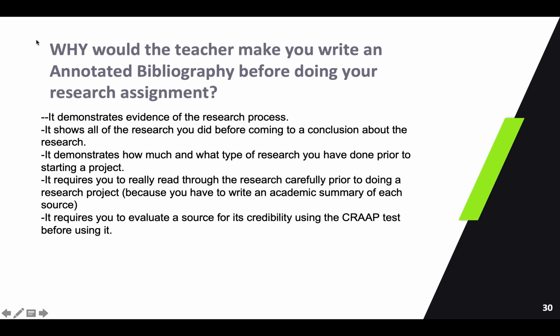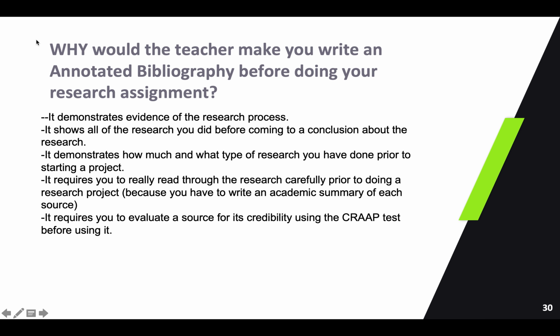And finally, it requires you to evaluate the source for its credibility using the CRAP test. This is why even if you have 6 sources in your annotated bibliography, you might only use 4 of them because maybe 2 of the sources are kind of mediocre and don't fully pass the CRAP test, but they were ones that you consulted prior to doing your research.